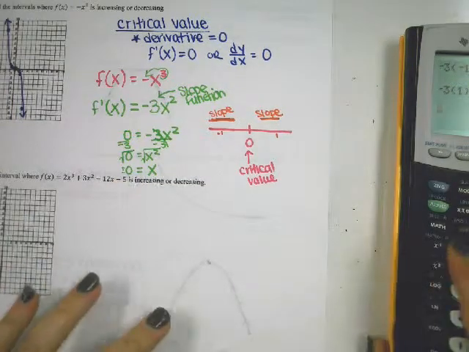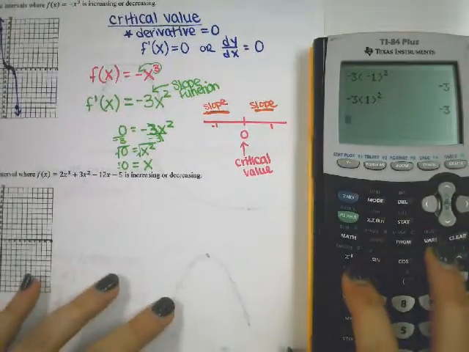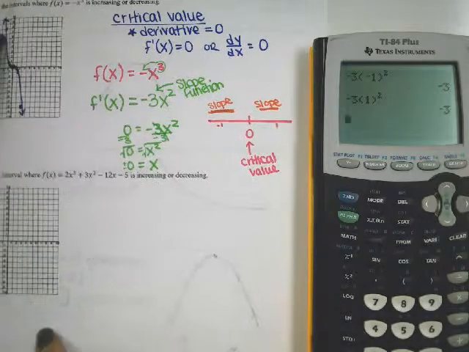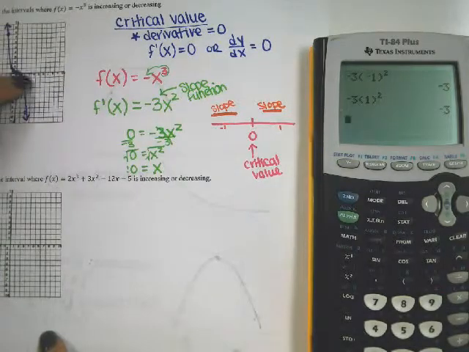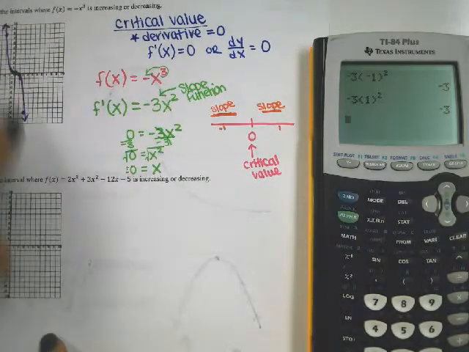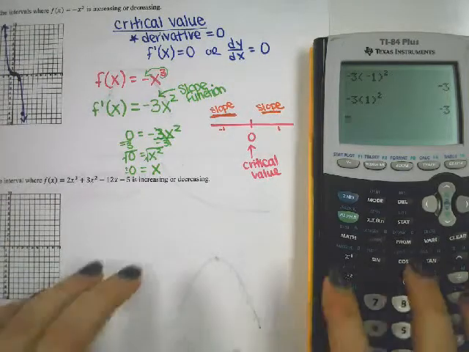So that tells me that my function is always decreasing. So it goes negative, stalls out for just a moment, and then negative. It is always going down.